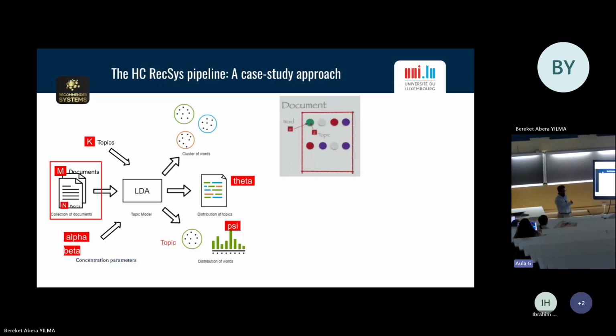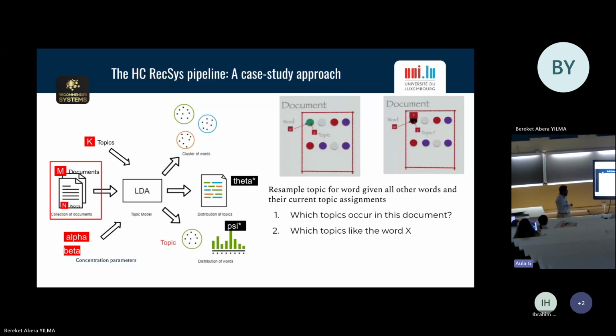Once you're done, in the next iteration you come back and look at the first distribution, theta, psi, temporary distributions, right? And then LDA looks at what you assigned. For example, the first word was assigned to topic green. But when you look at it, topic green is not a topic that appears most frequently in this document. So it resamples. This sampling is not random. Actually, it follows a Dirichlet distribution. And then it tries to answer which topics occur in this document and which topics like this word.